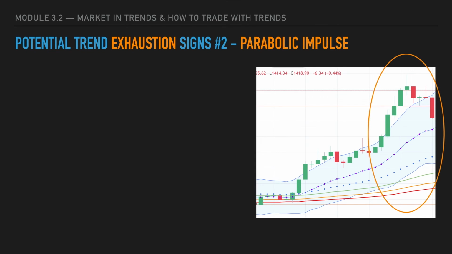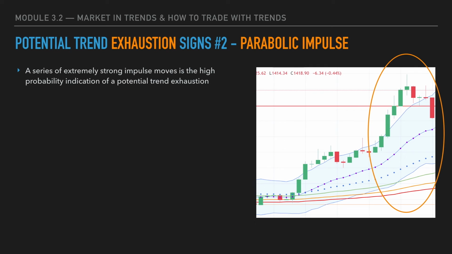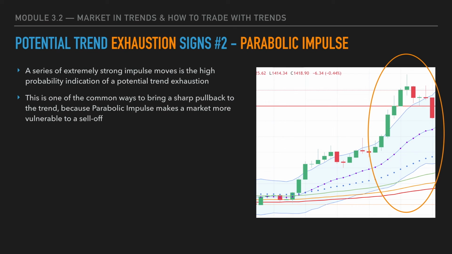Potential trend exhaustion sign number 2: parabolic impulse. Whenever you see a series of extremely strong impulse moves on a chart, there's a high probability that the trend will reach exhaustion soon. This is one of the common ways to bring a sharp pullback to the trend, because a parabolic impulse can make a market more vulnerable to a sell-off.